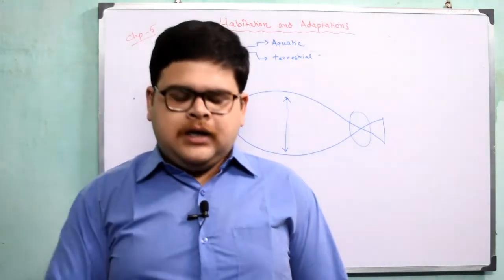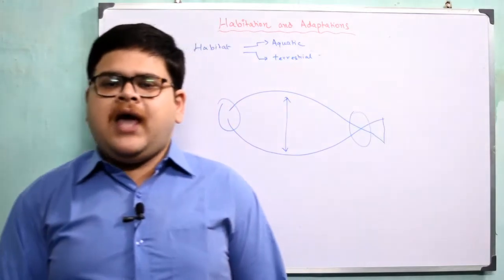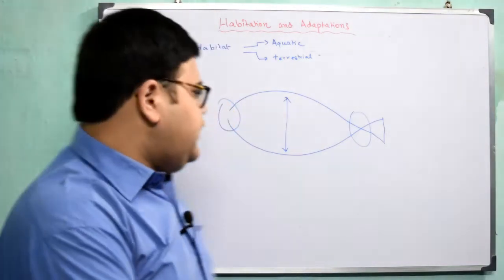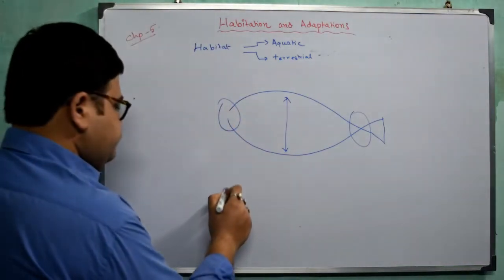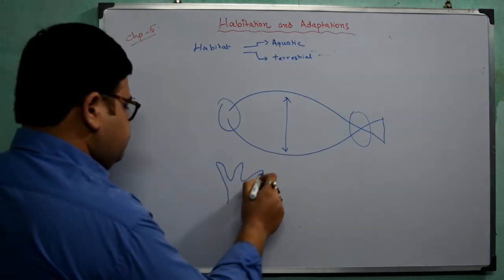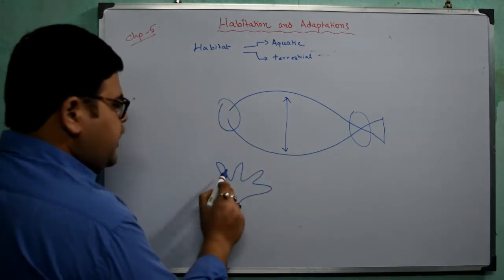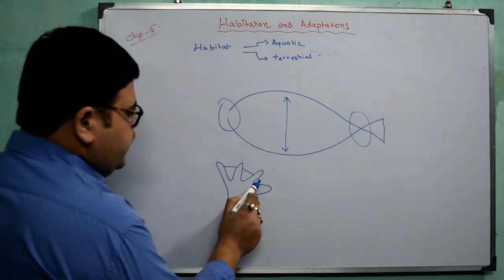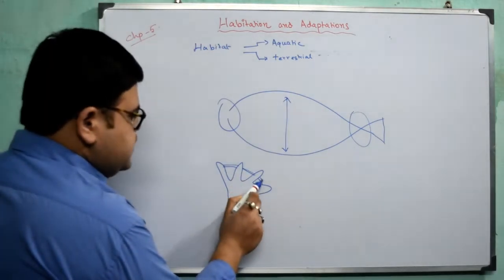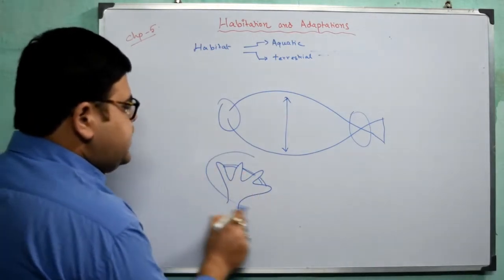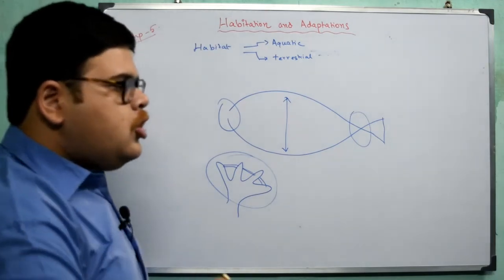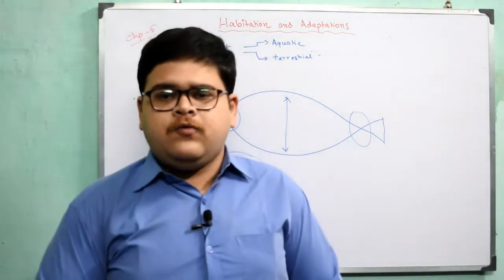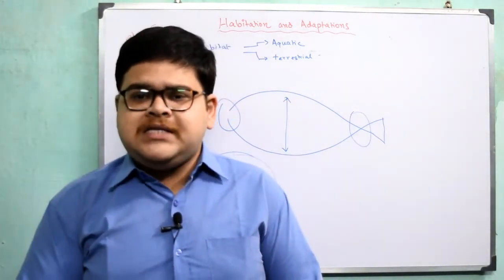Now these ducks also have their feet like this. Suppose this is the foot. Now here it is joined. It is joined by a skin flap. Now this enables them to push back the maximum amount of water so that they can swim easily. Clear?